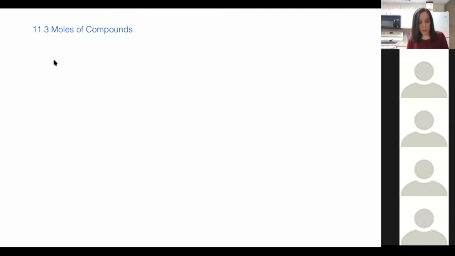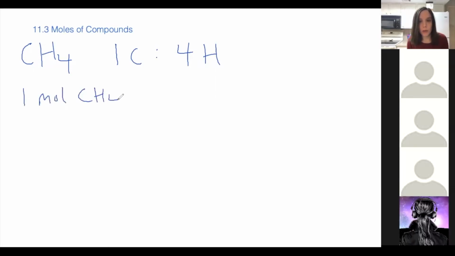7.3 titled moles of compounds. I mentioned this last week, but we'll go through it again. Let's see the compound CH4. And what this says is that for every one carbon, you have 4 H's. So if you were to have 1 mole of CH4, then you would have 4 moles of H.